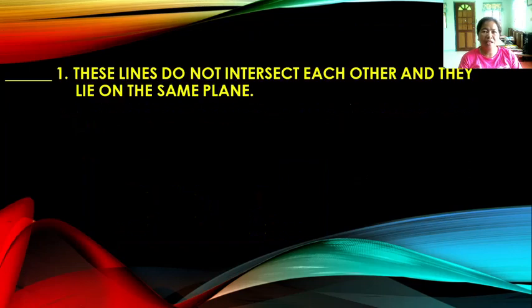Okay, so let us just consider that the 5 minutes is already done. So I will repeat, there are 3 questions that will be answered with the jumbled words after arranging them. So the first question: these lines do not intersect each other and they lie on the same plane. What do you think is the correct answer of the first jumbled word?